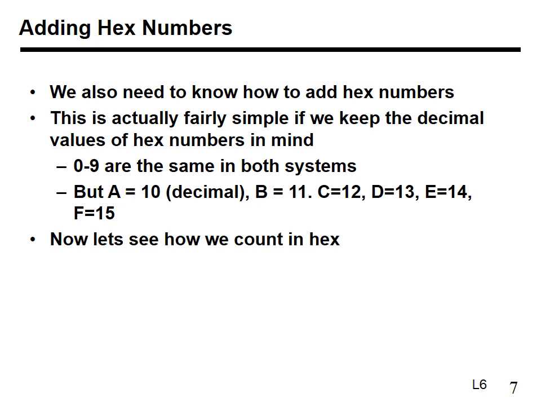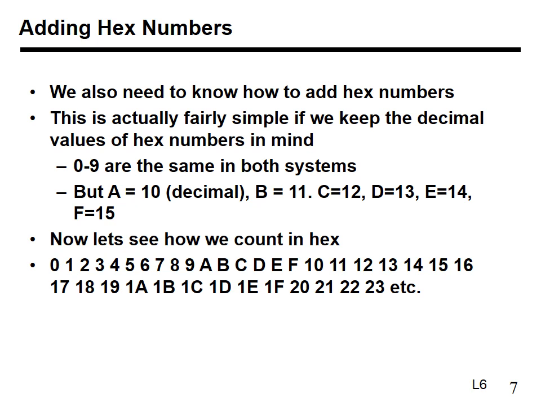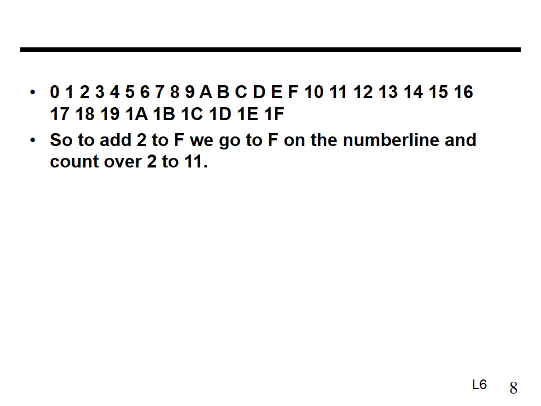So let's see how we can count in hex. So this is basically a hex number line. We've counted from 0 to F, and then from 10 up to 1F, and then you go from 20 to 2F, and then 30 to 3F, and so on. But in order for us to be able to add numbers, all that we need is the values from 0 up to 1F. So as an example, if we wanted to add 2 to F, you could just go to F on the number line, count over 1 to 10, count over 2 to 11. So F plus 2 is equal to 11.